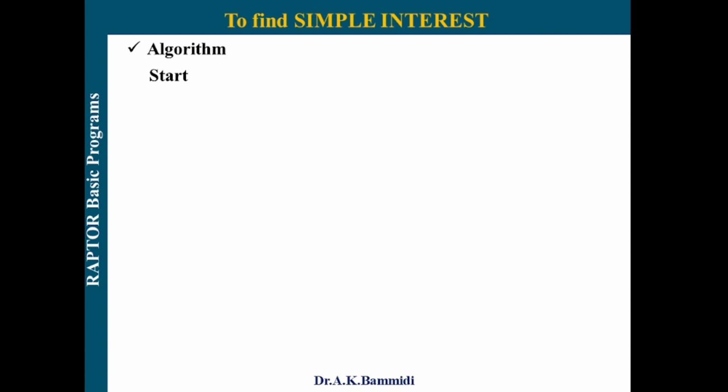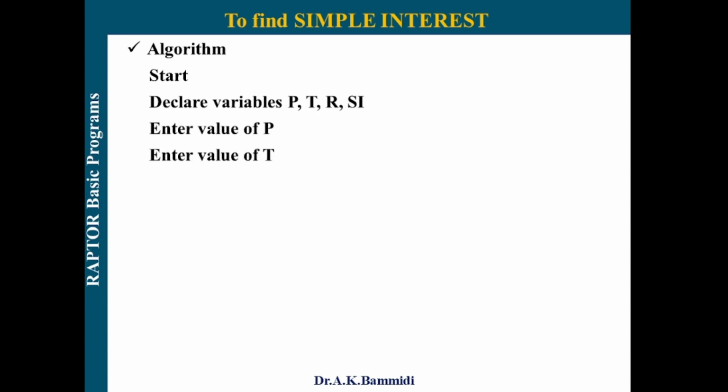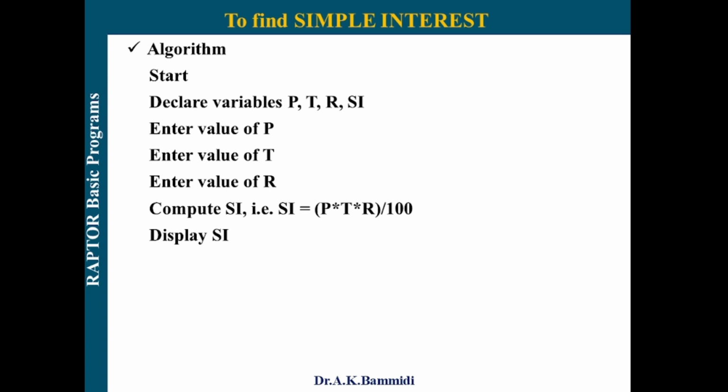Total 4 variables: principal amount, time, rate of interest, and simple interest. So these are the four variables. Declare variables P, T, R, and SI. Now we have to enter the values of principal amount, time and rate of interest. Now we have to compute simple interest: SI is equal to PTR by 100, and we have to display the SI. With this, the algorithm comes to the end.